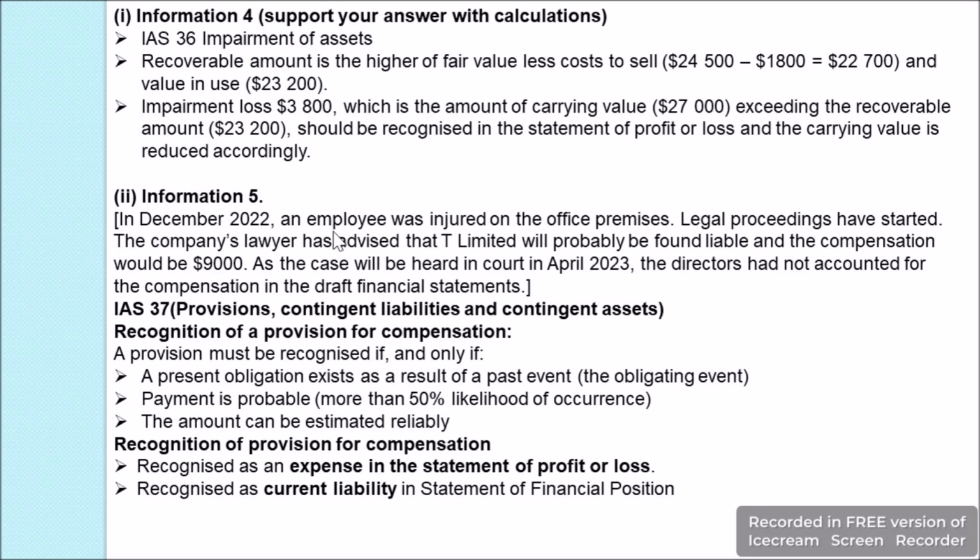Next, we have to explain information 5 with the relevant international accounting standard, and the information given is: in December 2022, an employee was injured on the office premises. The legal proceedings have started. The company's lawyer has advised that T Limited will probably be found liable and the compensation would be $9,000, as the case will be heard in court in April 2023. The directors had not accounted for the compensation in the drafted financial statement. Here the information stated is about the legal proceedings.